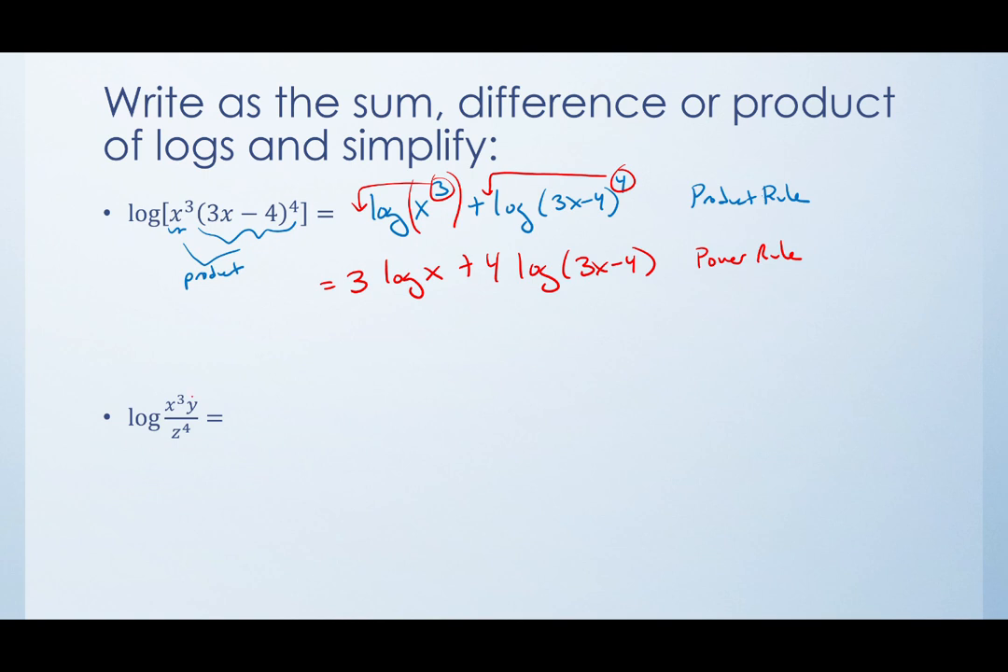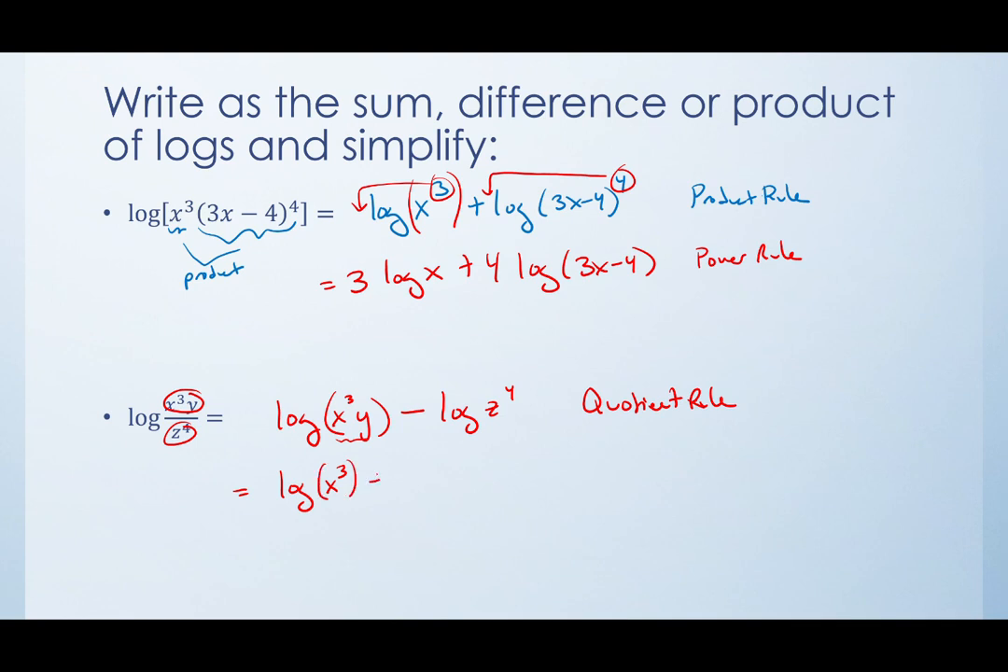Okay. This one, we've got a quotient, right? So we can look at this as this one expression over another one. So we're going to say, okay, great, I got log of x cubed y minus log of z to the fourth, right? That's our quotient rule. And then we're going to say, oh, look, I got a product, so we're going to break that up. Log of x to the third plus log of y, and then minus log of z to the fourth. So that is product rule.